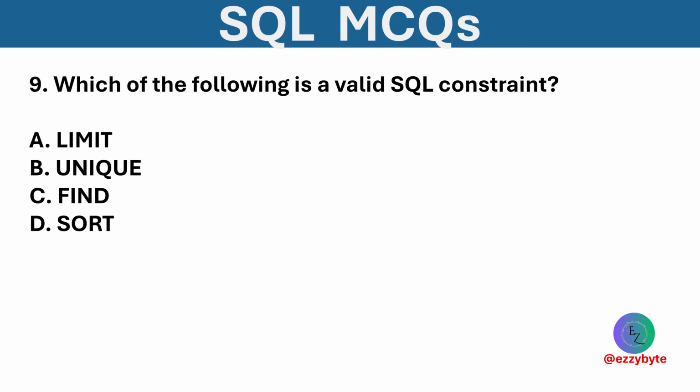Which of the following is a valid SQL constraint? Options are limit, unique, find, and sort. Option B is correct. Unique ensures all values in a column are different.